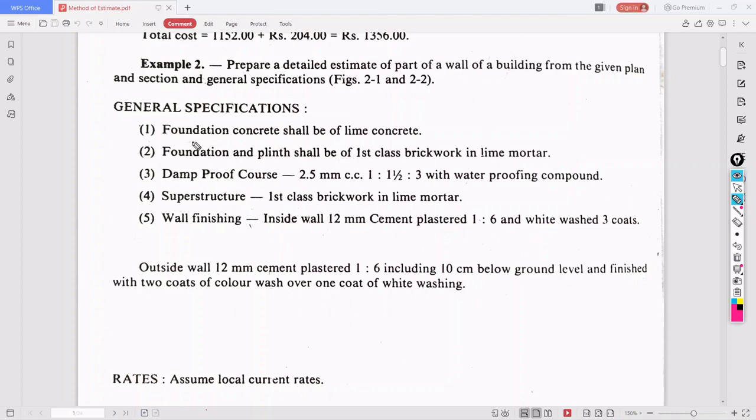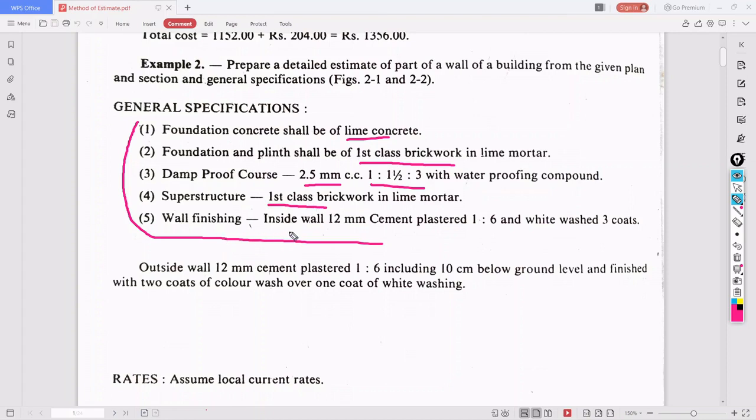Okay, so these are the general specifications which we already discussed. Foundation concrete shall be of lime concrete. Foundation and plinth shall be of first class brickwork. Damp proof course is 2.5 cm, that is 1:1.5:3. Superstructure is also first class brickwork.